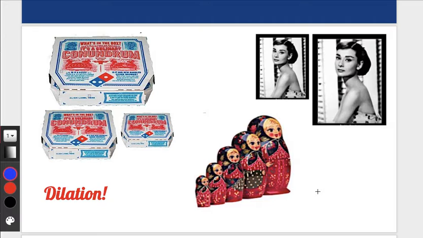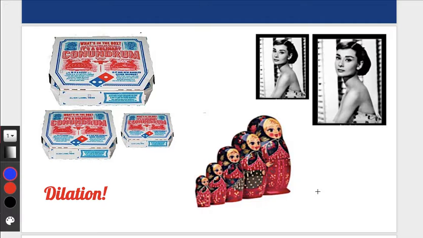If you pay attention to all the pictures here, you'll probably notice a common thing: no matter if it's pizza boxes, dolls, or the pictures here, the size changes. Is it getting bigger or getting smaller? But the shape stays exactly the same. No matter whether we're talking about 3D boxes or 2D pictures, they're all the same thing because the shape is not changing. For this kind of transformation, we have a name, which is called dilation.